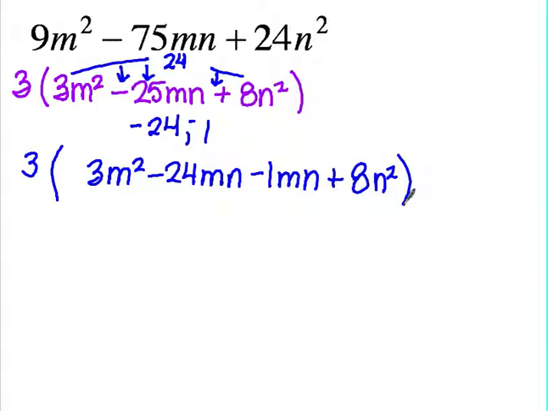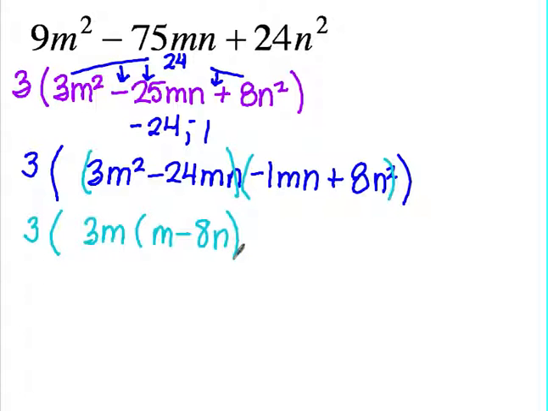So now what do we do? Group them. Now notice how I've always grouped the negative sign. Whenever you have that negative sign on that third term, you need to group that inside the parentheses so you don't lose it. What's in common with the 3m squared and the 24mn? A 3m. So when I take out a 3m, what do you get? m minus 8n.